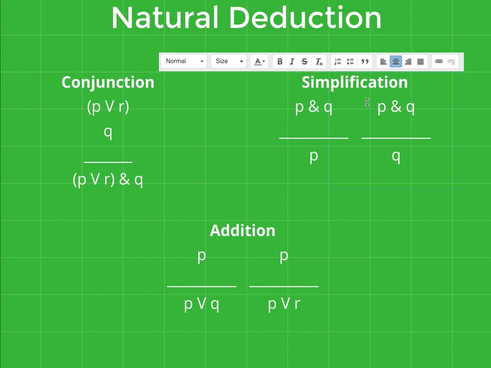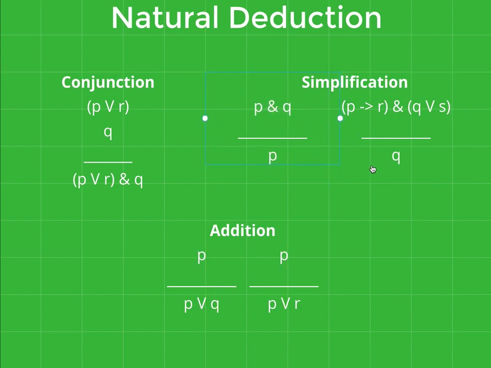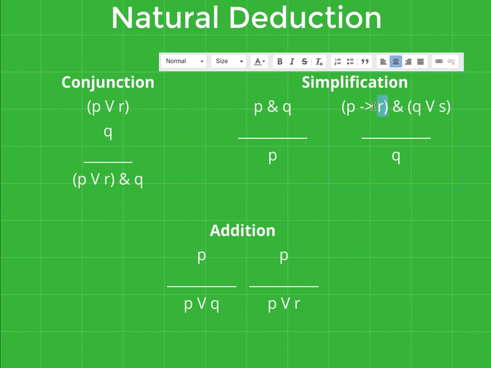And again, just to be totally clear, this does not simply apply to atomic variables. So if I have a proposition like this, P implies R and Q or S, here I have a conjunction with this on one side and this on the other side. So those are my two conjuncts. Simplification tells me that if I have this in my proof, then I can form a new line in the proof which has just the left conjunct. That would be a valid move. Or if I wanted to, I could apply simplification and draw out the second conjunct instead.